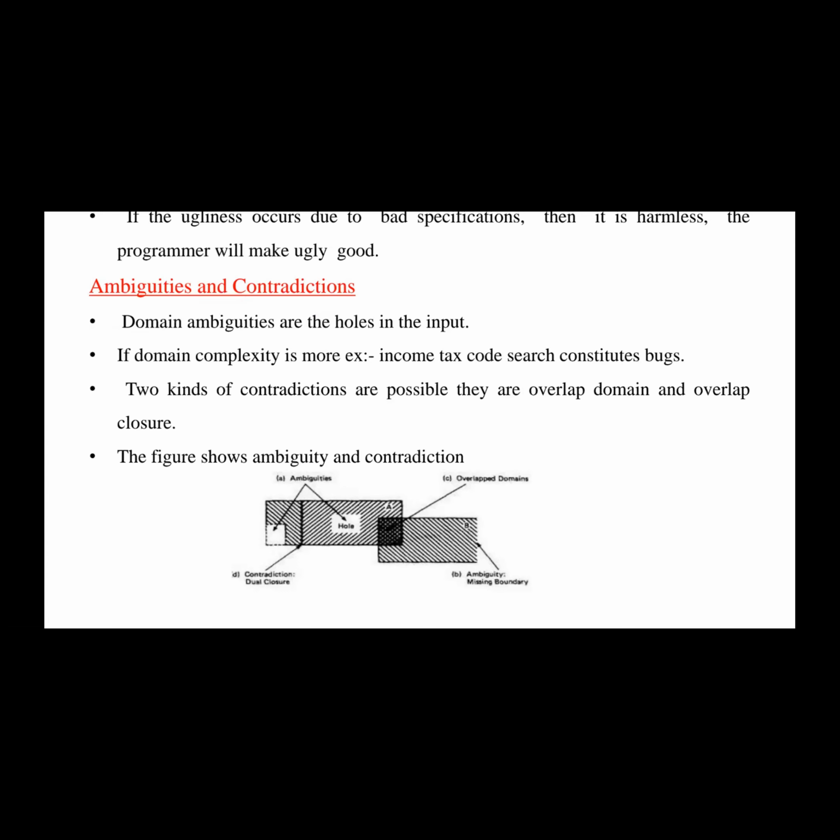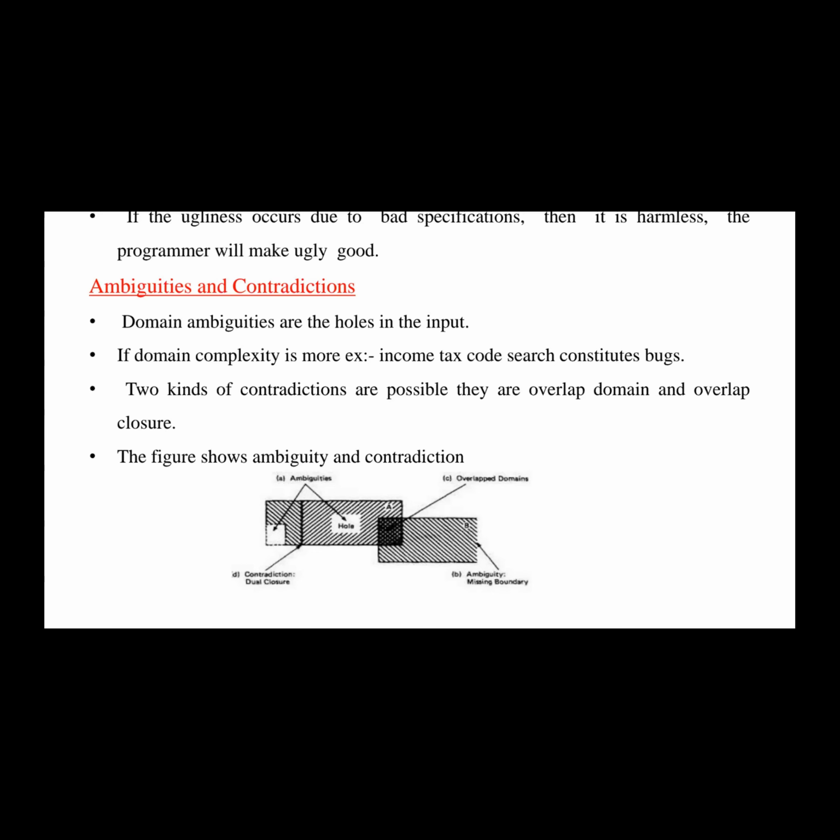But coming to B, it does not have one end closed. One end is open. That open end is called the missing boundary. It does not have any boundary, that is called the missing boundary. When a domain has a missing boundary, it comes under the ugly domain. The next one is contradiction, which is nothing but overlapping. See, the A domain is overlapped with the B domain. In the black color place, it cannot be decided which domain's representation it is. That is called an overlap domain, and it comes under the ugly.